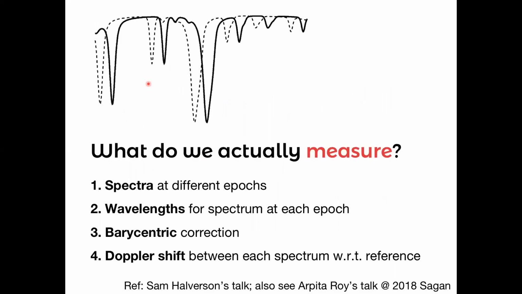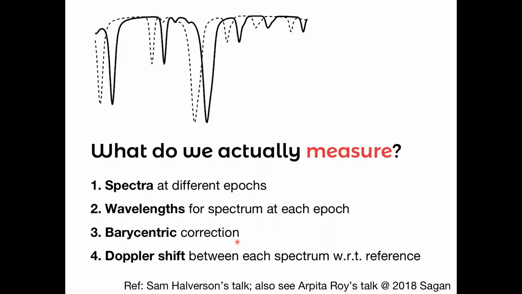Okay, so what do we need and what do we actually measure? We take spectra at different epochs, as I mentioned, through our spectrograph, and we extract those spectra into one-dimensional data. Those are done through the raw extraction process, and then we calibrate the wavelength for these spectra. And then we perform what we call a barycentric correction.